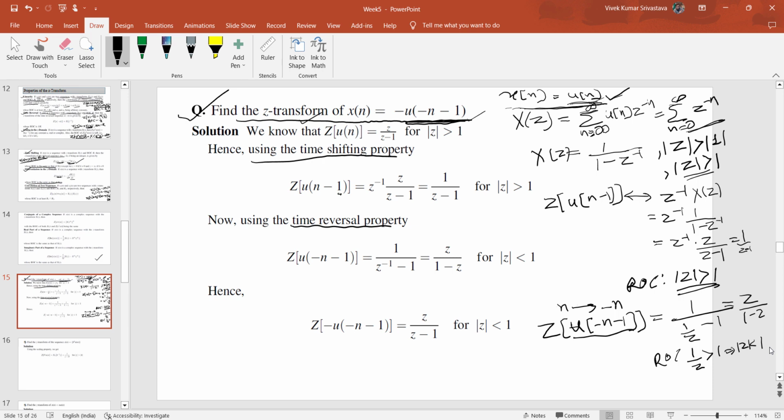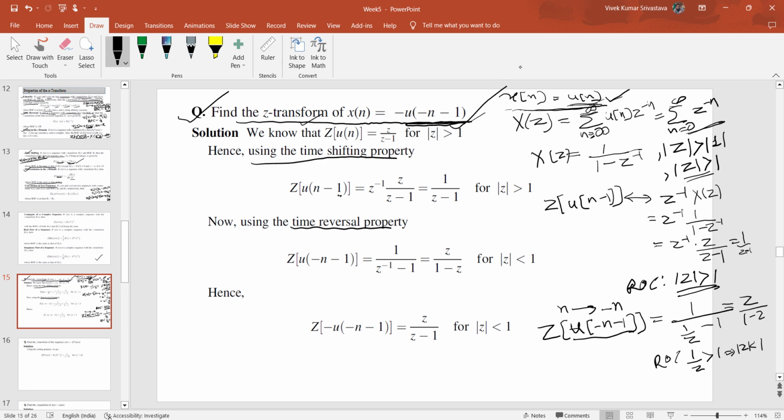So now we have to just use the negative sign so as to evaluate the signal that is given in the problem. So we will use the Z transform of minus u of minus n minus 1. Once you evaluate the Z transform of this, the minus will be multiplying on both sides. So this will be minus z over 1 minus z, or you can also write this as z over z minus 1, and the ROC will be the same here.